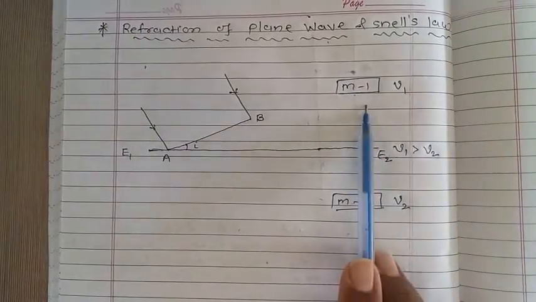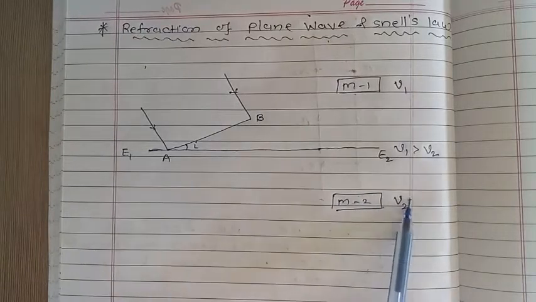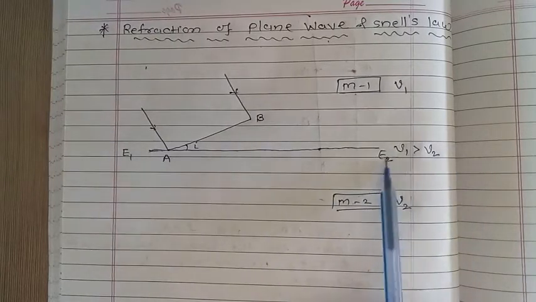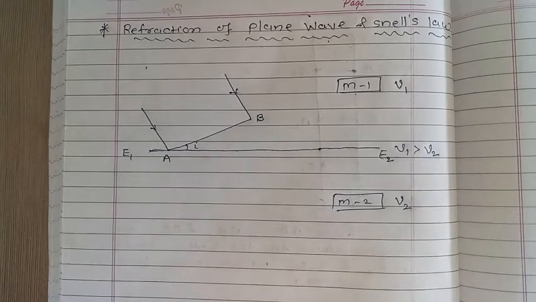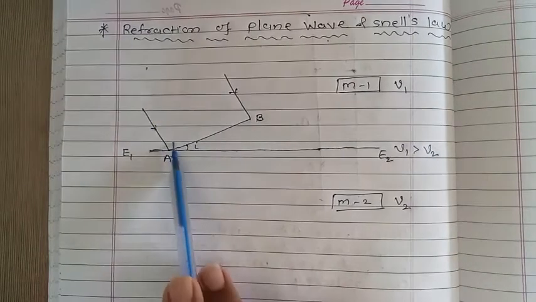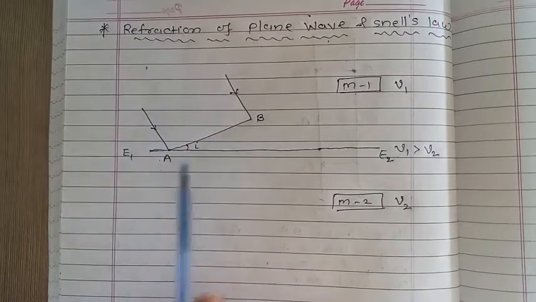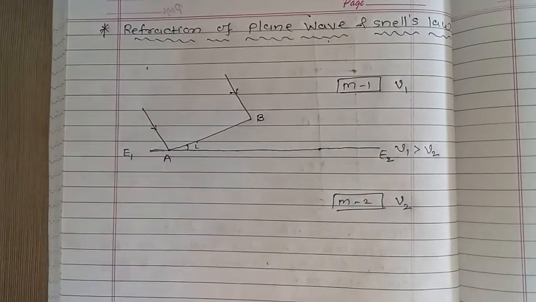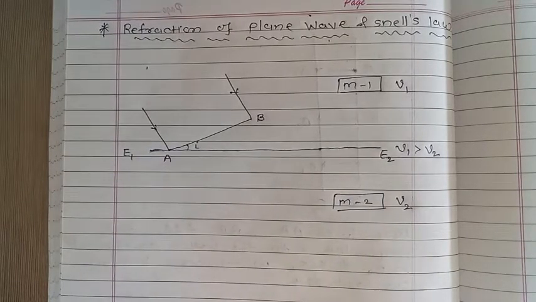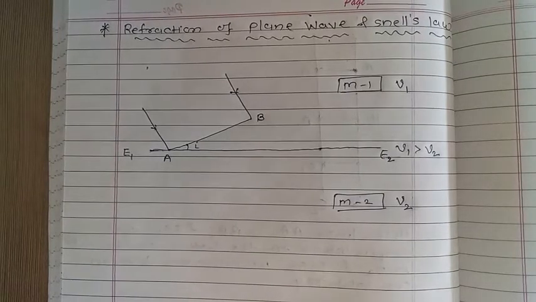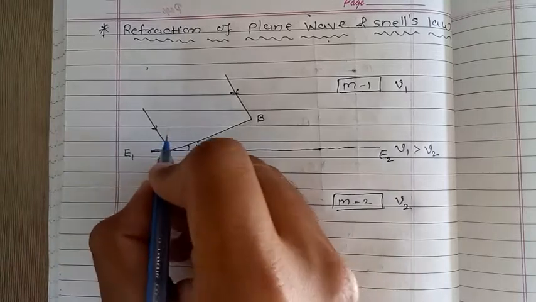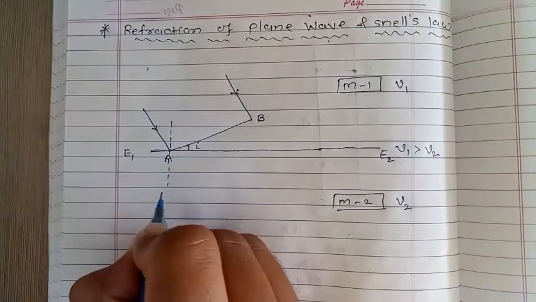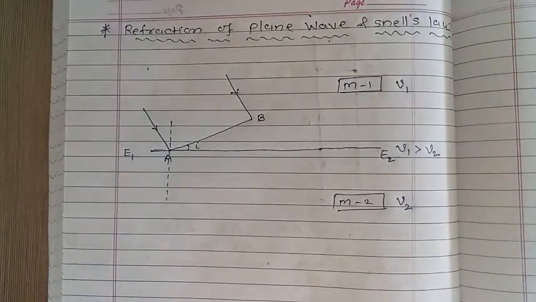The speed of light in medium 1 is v1, the speed of light in medium 2 is v2. Here we consider v1 greater than v2. Here you can see that a plane wavefront is incident on the surface E1 E2 at angle I, right? Now this is the normal, like this.